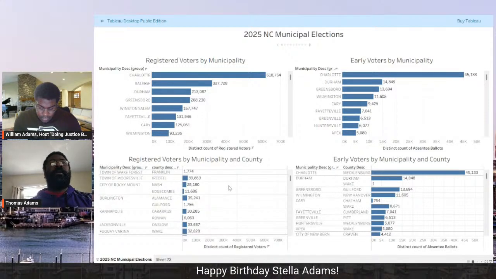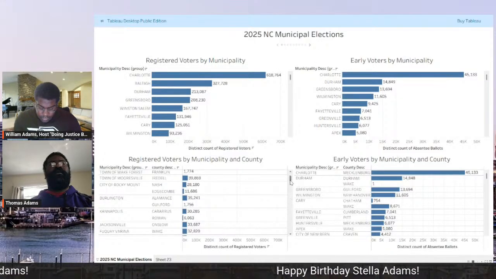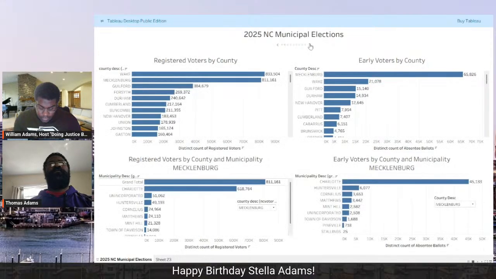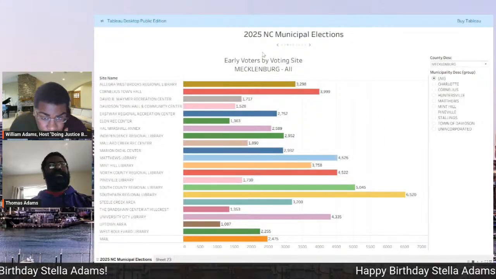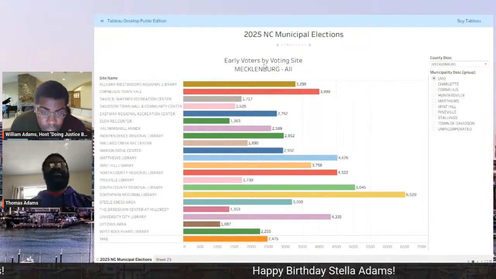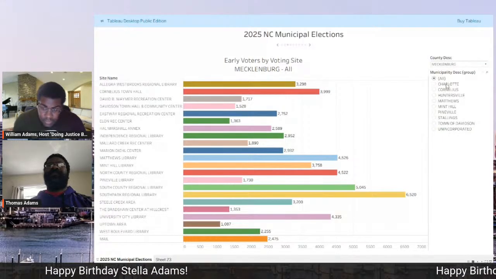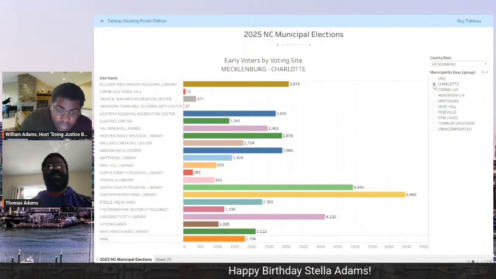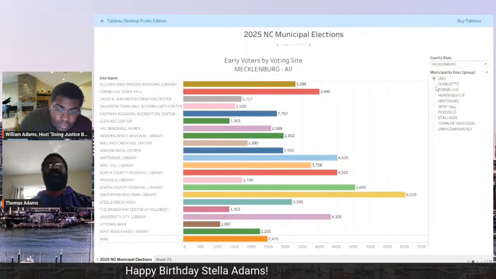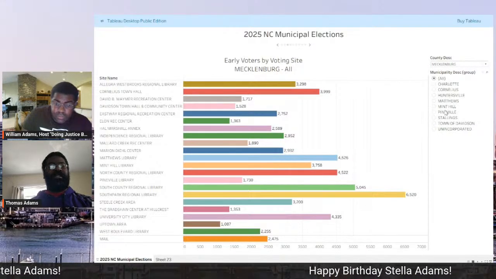And so I think that we saw that with the elections. If I go forward, I can probably show a few details. If you look at the voting site, these are the early voters by where they voted. This is Mecklenburg County. As you can see, while most are in Charlotte, there are quite a few people in these other cities and towns who had elections and went to vote.